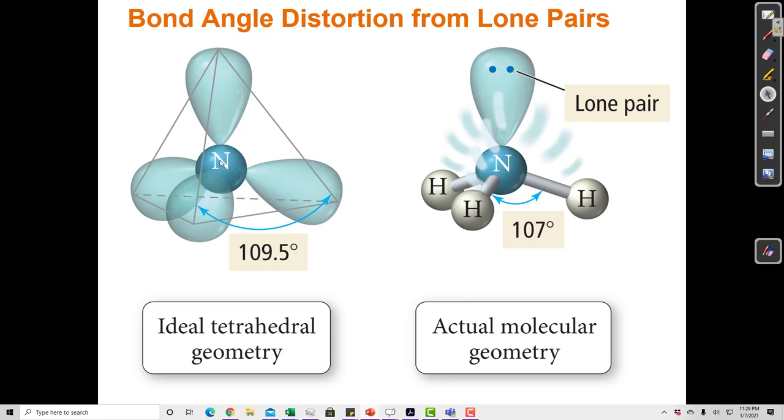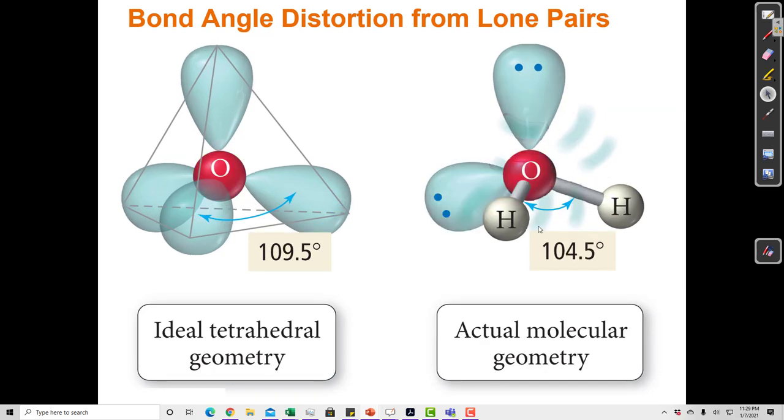So in a nitrogen atom, the electrons would be perfectly tetrahedral, 109.5 degrees between all the electrons. But when I have bonds here, the H's are pulling these electrons toward them, and these electrons in the lone pair are not getting pulled toward a nucleus, so they're exerting more repulsive force toward these bonds, which makes the bond angle a little bit smaller. With water, again, two lone pairs, it's going to squeeze the angle even more.